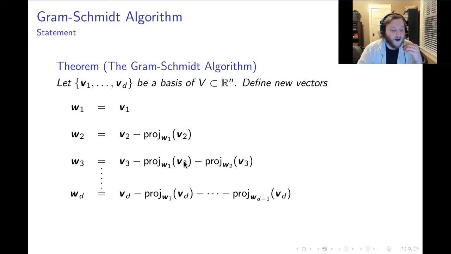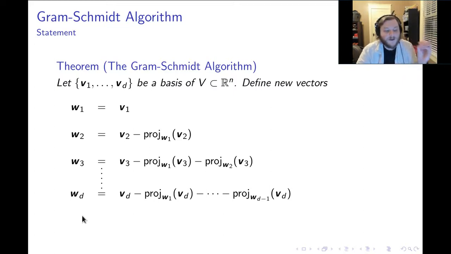And we continue along in this fashion until we get to the last w. wd is defined as the last basis vector vd, but the problem with that last basis vector is it might not be orthogonal to the previous w's. And to correct that situation, we subtract off each projection of that last original basis vector vd onto all of the w's that we've previously constructed. After subtracting off all of those projections, that gives us our last w sub d, and now all of the w's are guaranteed to be mutually orthogonal.